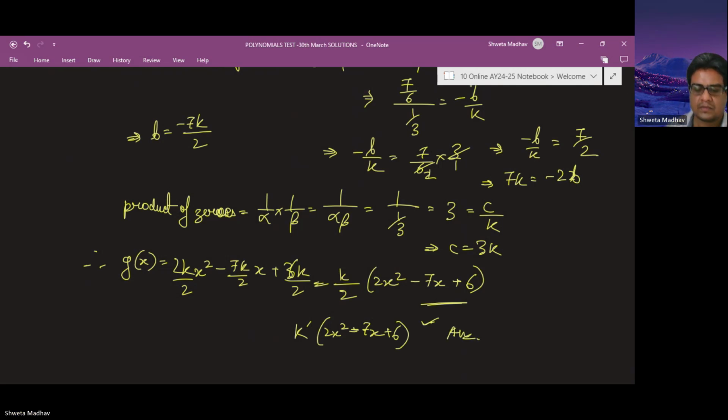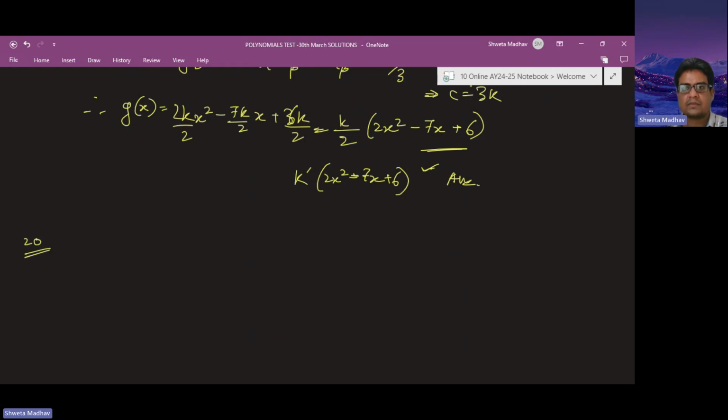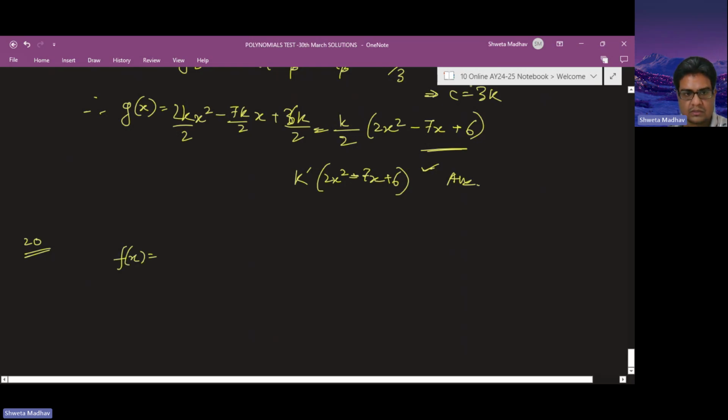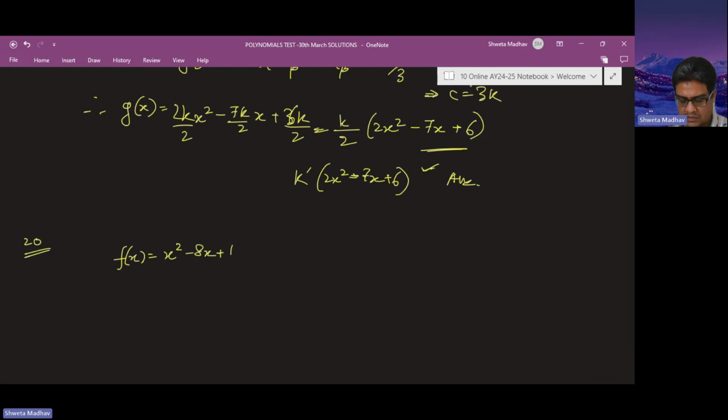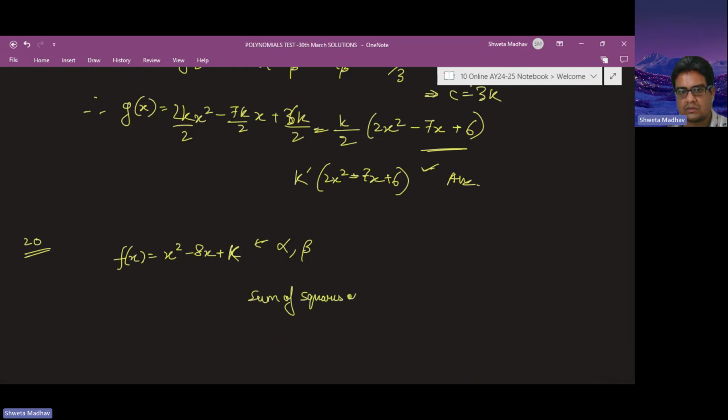Then here in question number 20 it has been told that the sum of the squares of the zeros of the quadratic polynomial f of x, which is x square minus 8x plus k. Suppose its zeros are alpha and beta, then the sum of the squares of the zeros, which is alpha square plus beta square, is given as 40. Then I have to find the value of k.